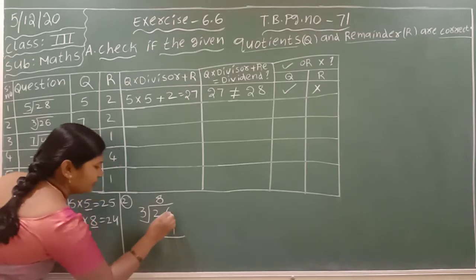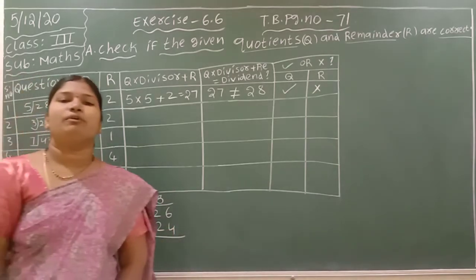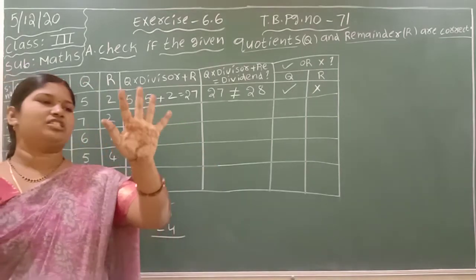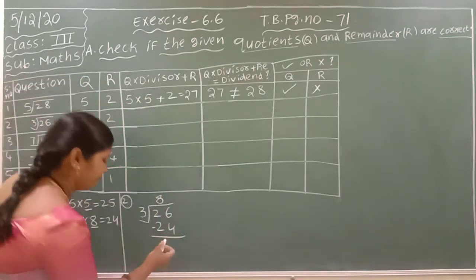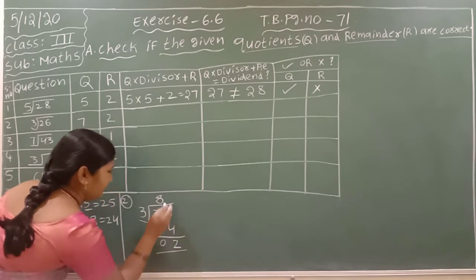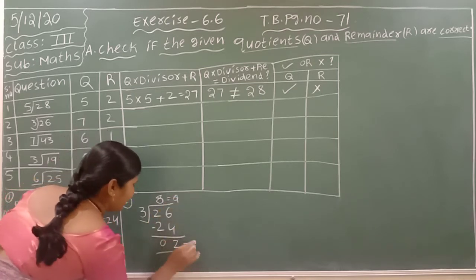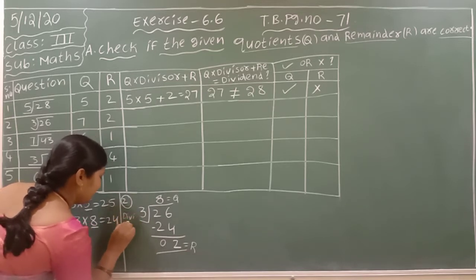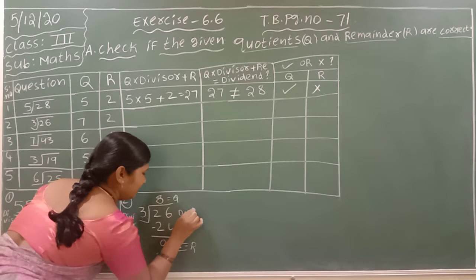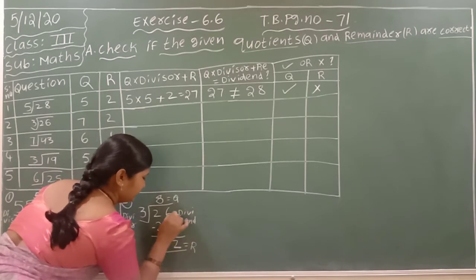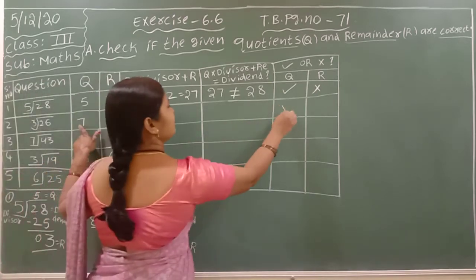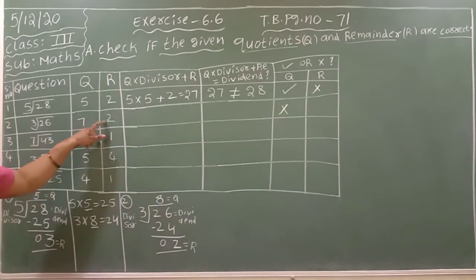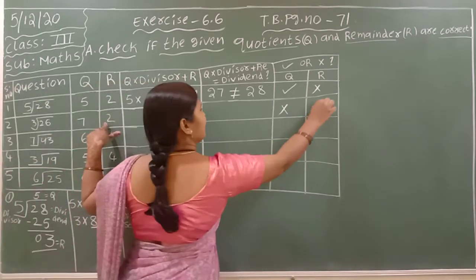3 8s are 24, minus symbol. 6 minus 4. Okay, open your 6 fingers and close 4 fingers. 1, 2, 3, 4. How many fingers are open? 2. 2 minus 2, 0. This is known as the quotient and this is known as the remainder. This is known as the divisor, and this is known as the dividend. Okay, according to this you have to write down. What is the quotient here? 8. But they gave 7. It is wrong. And the remainder they gave is 2. We also got 2. It is correct.